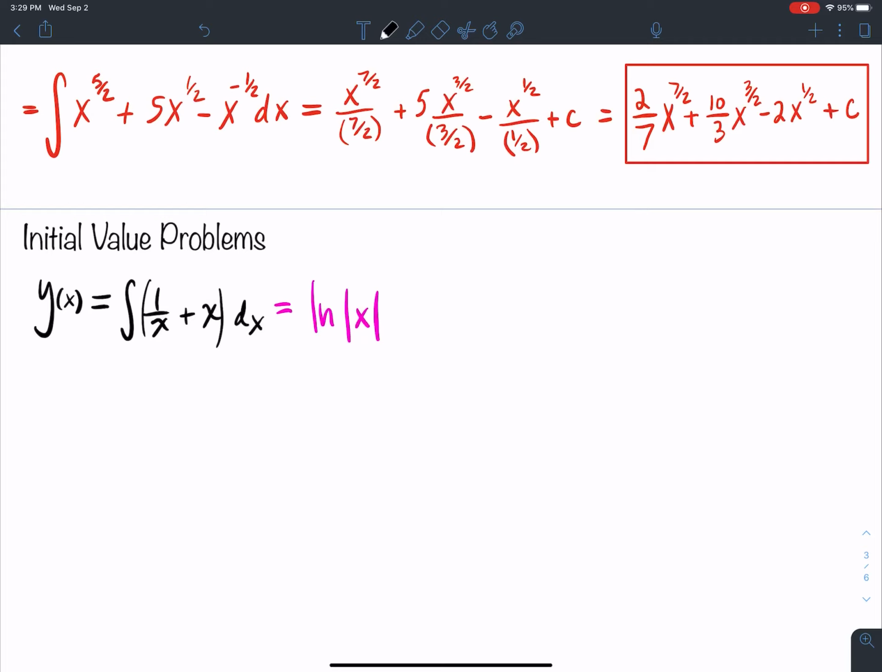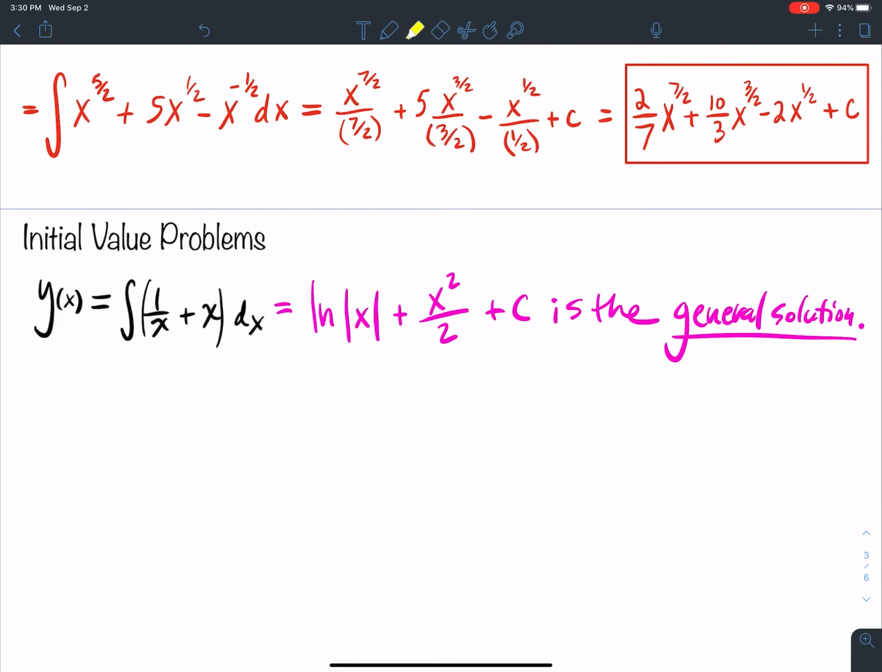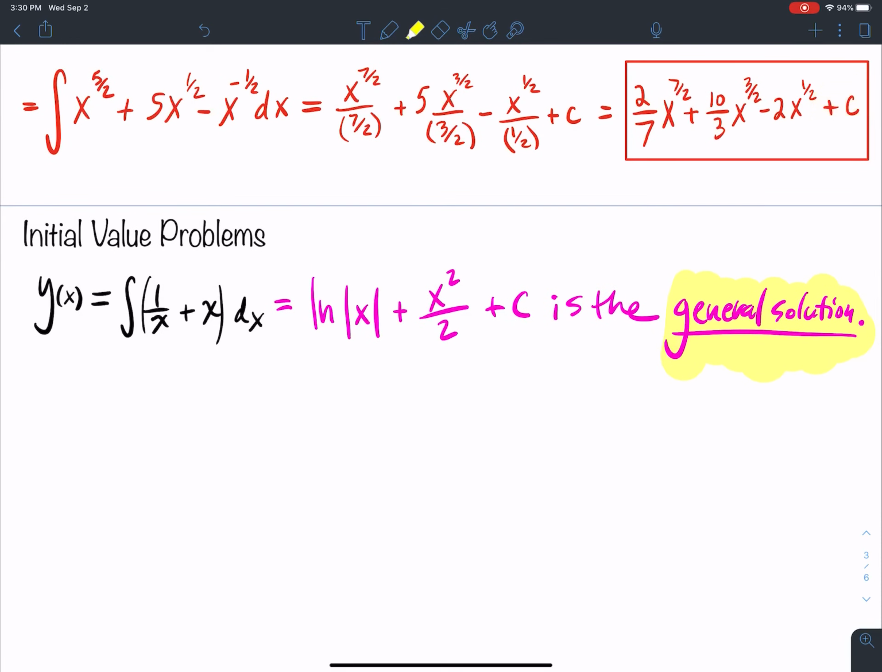Now, this is going to give you ln of absolute value of x, and then the second part, you add 1 to the exponent, that is 2, divide by 2 right there. And then don't forget your plus c, okay? So this plus c makes it so that this is the general solution. This is what we've been doing up to this point. We've just been adding a plus c to our antiderivative.